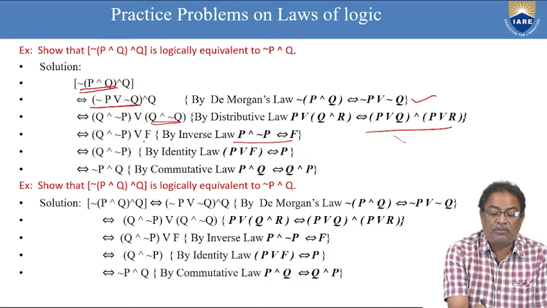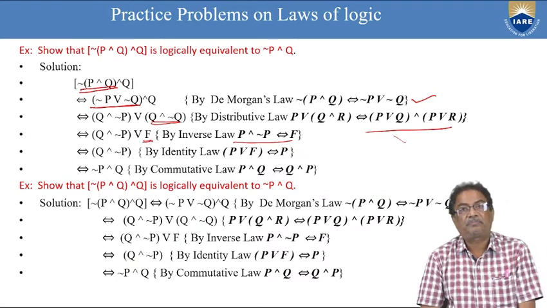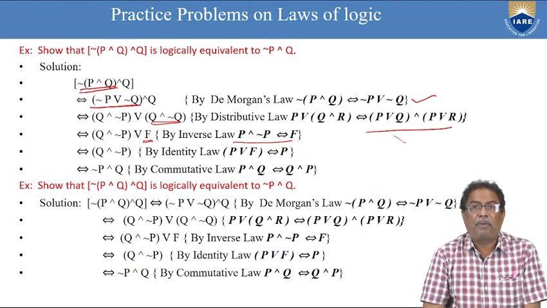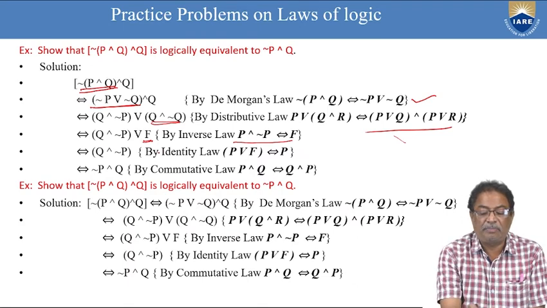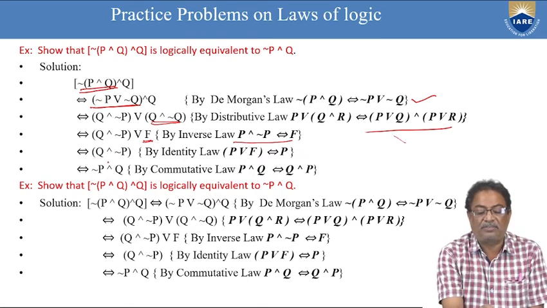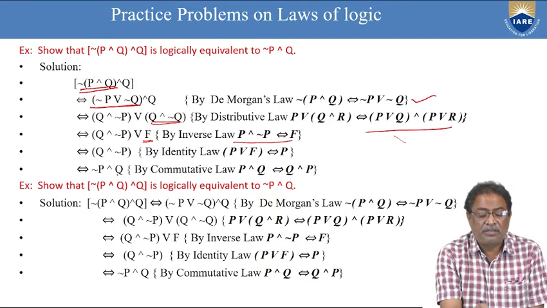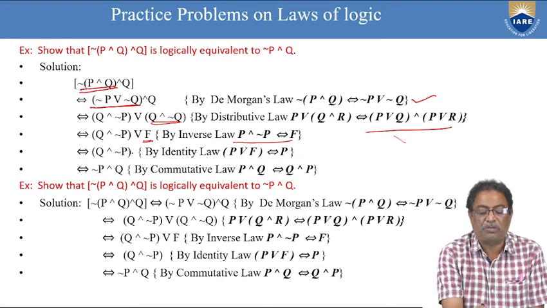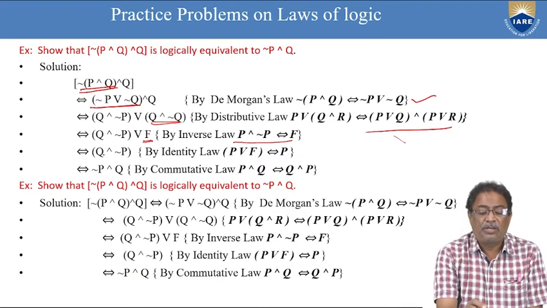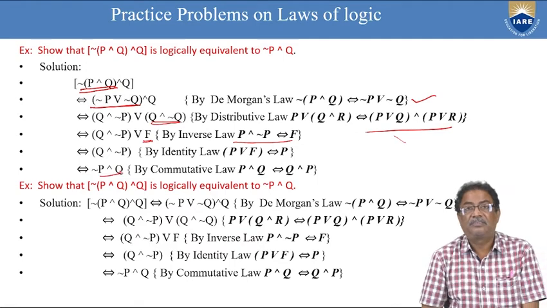So we are going to get false. Next, apply the identity law. This is P or false, it will become P. So in the place of P we have this. So take negation outside. Then negation, I am just rearranging this. Negation of P and Q. So it is equivalent to this.